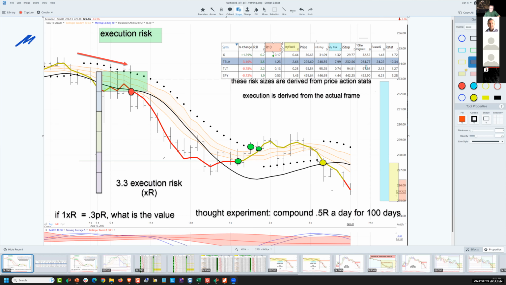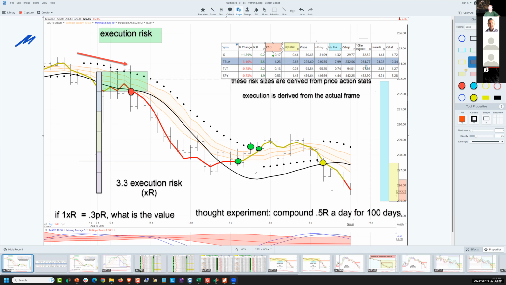Okay, I want to get started with a quick lesson on execution risk and position sizing risk, knowing what you have in hand and valuing that before you run back out to get the next trade. And I'm going to use an example of Tesla on a 10-minute chart.